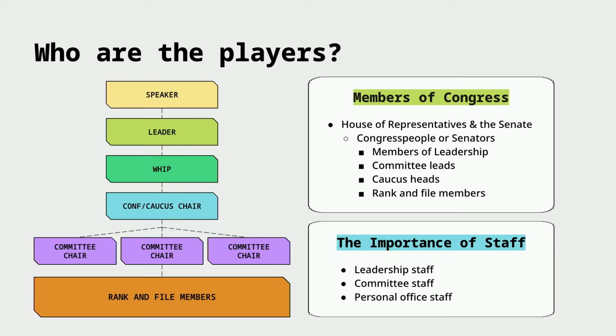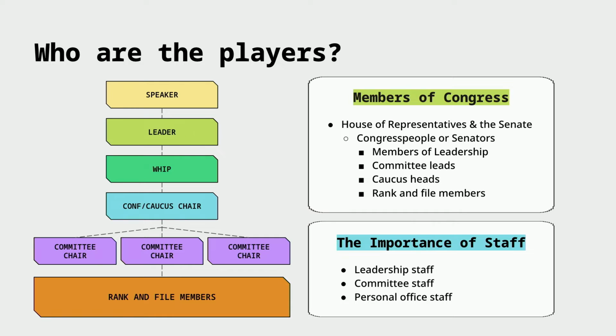The third one down is the whip. This is an interesting position. The whip's principal function is to encourage and ensure that members of a given party vote in the direction of a policy priority that is put before the House. So if the Majority Leader schedules a bill, the whip's job is to ensure that all of the members from that party vote the direction of that bill, right? Whether it's yes or no.